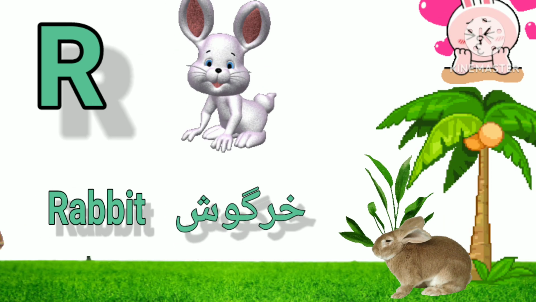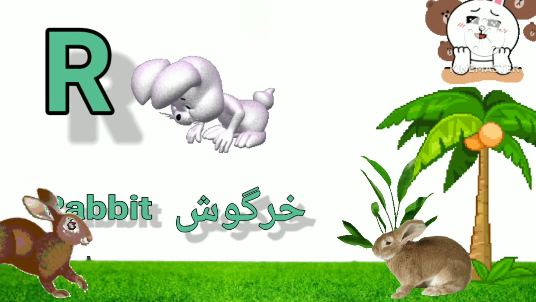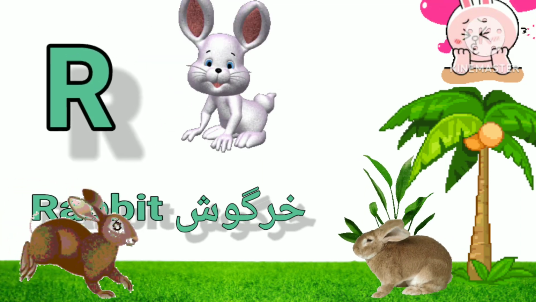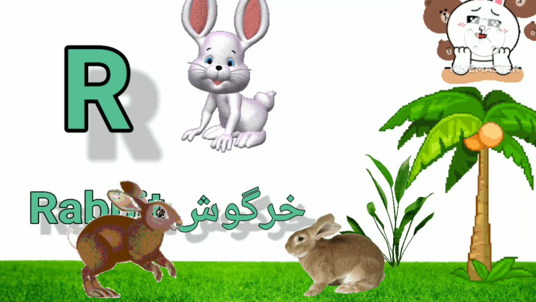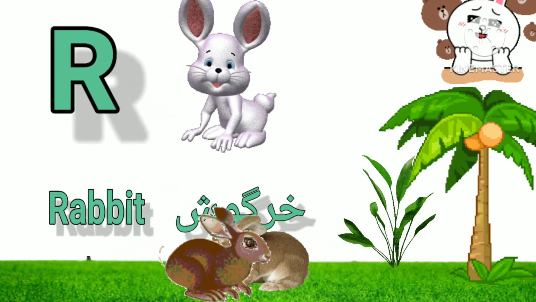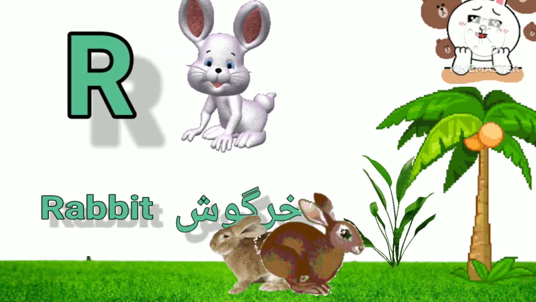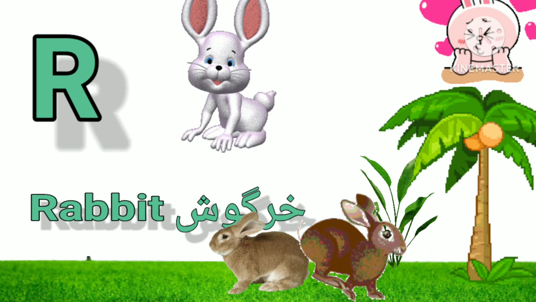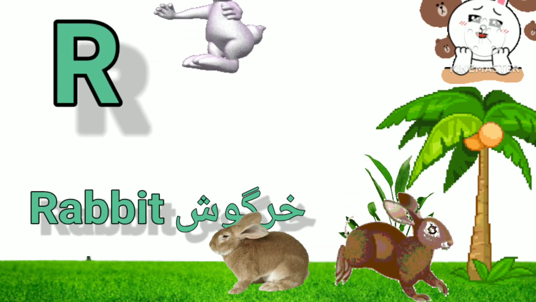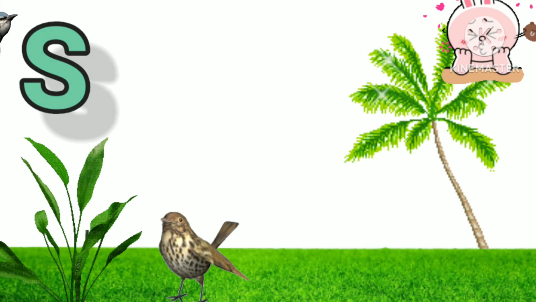R. R is for rabbit. R-A-B-B-I-T, rabbit. Rabbit means khargosh. You are watching a beautiful rabbit.